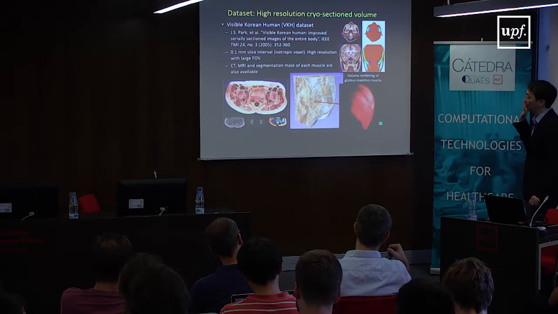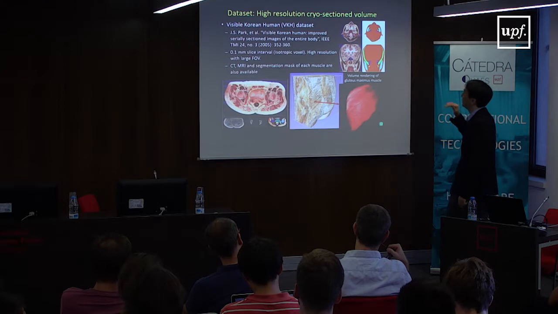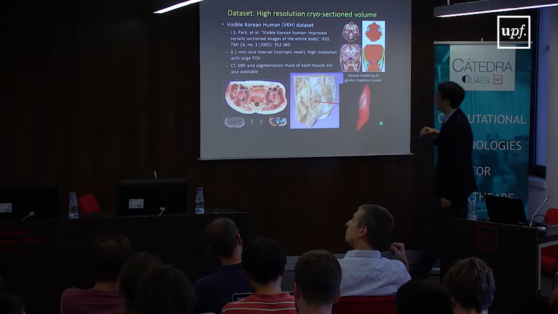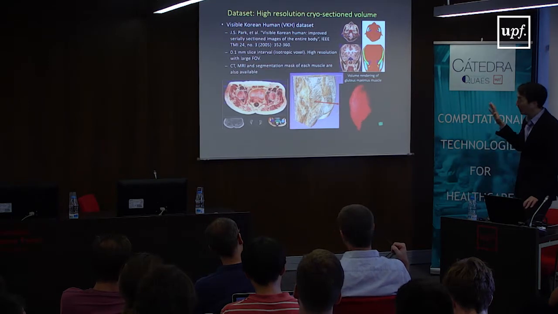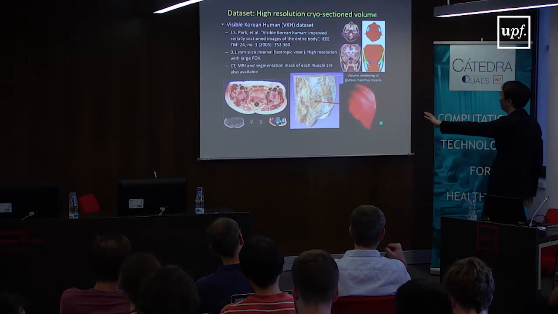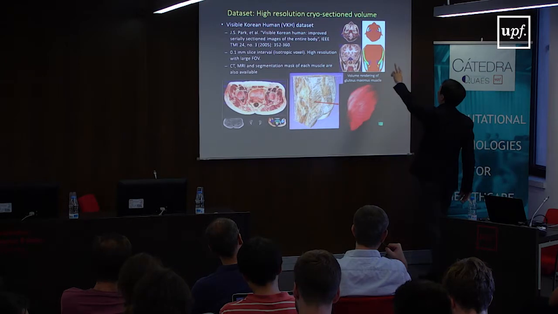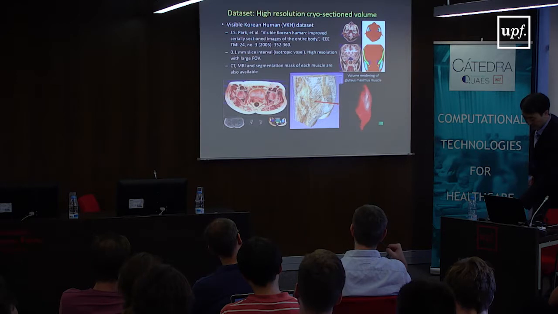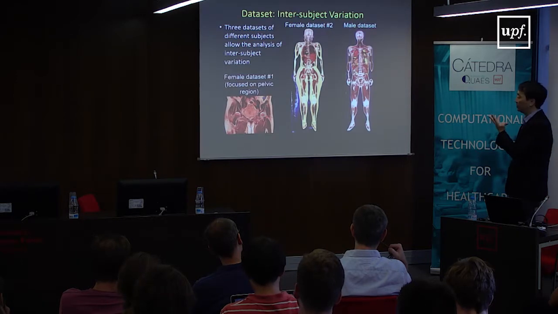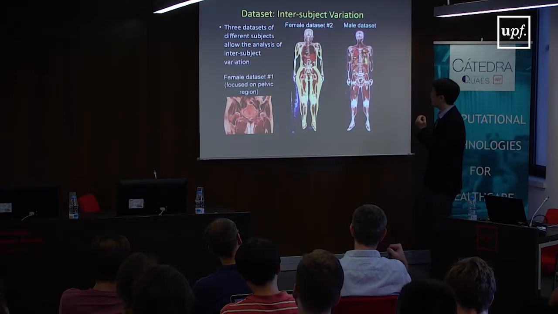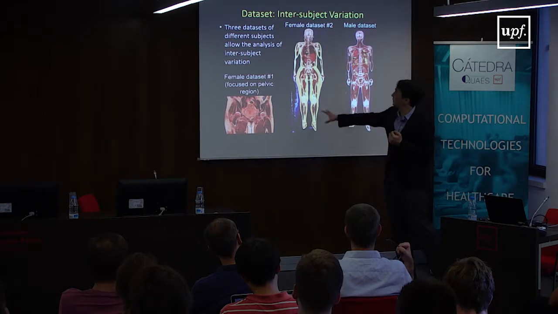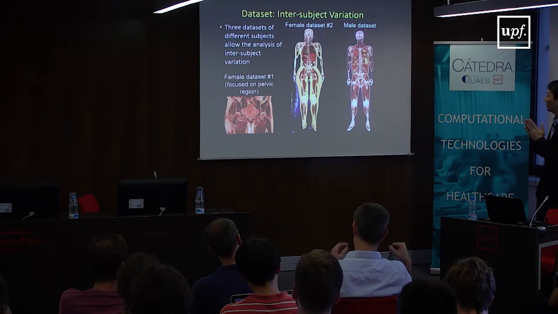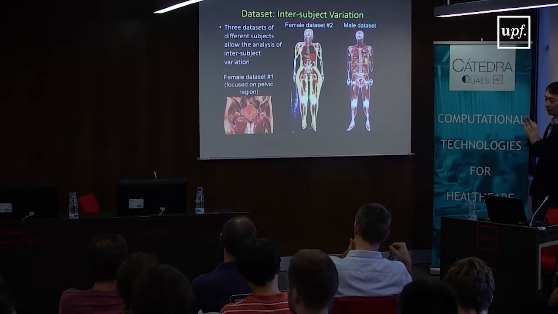So this is just a bit detail of the database. If you are interested, you can search this paper. They have this RGB image, and also they provide segmentation mask. And they have 3 subjects, actually. So 1 male data set and 2 female data set. So this is our ground truth data set.